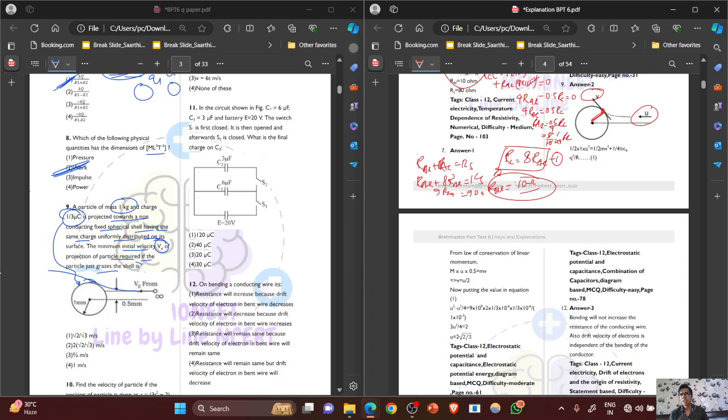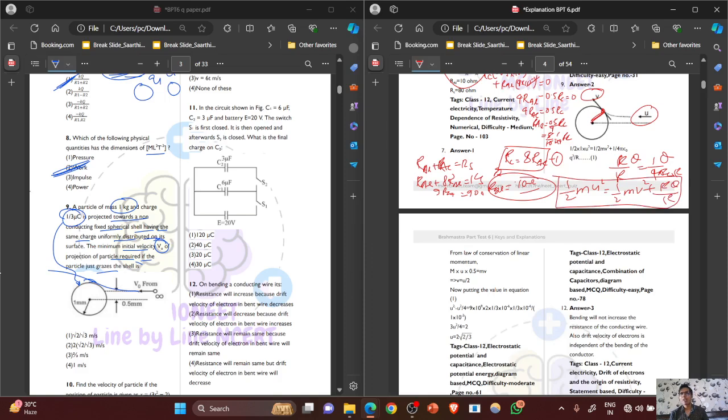So your potential energy at the surface will simply be kq by r, so it will be 1 by 4 pi epsilon naught into q by r. And the initial kinetic energy is half m u square, the final kinetic energy is half m v square plus kq by r. This is your energy equation.